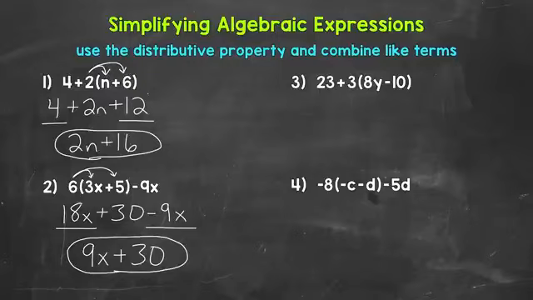Let's move on to number 3, where we have 23 plus 3, and then in parentheses, 8y minus 10. Let's remove the parentheses by using the distributive property. So let's distribute the 3 to the 8y and to the negative 10.